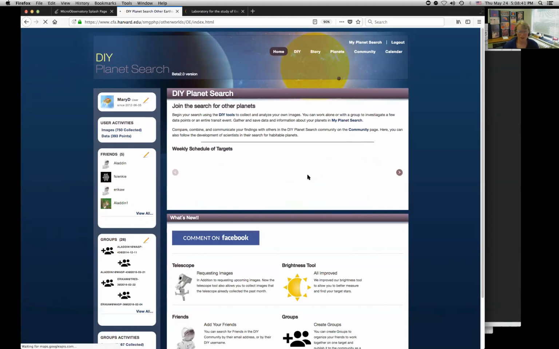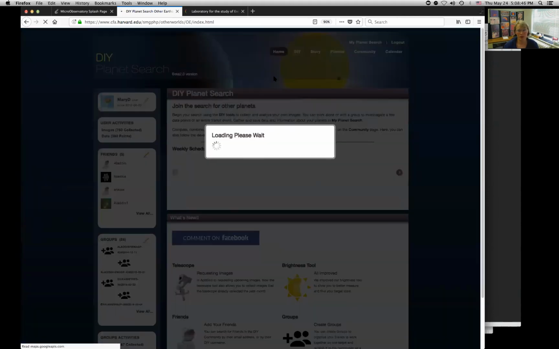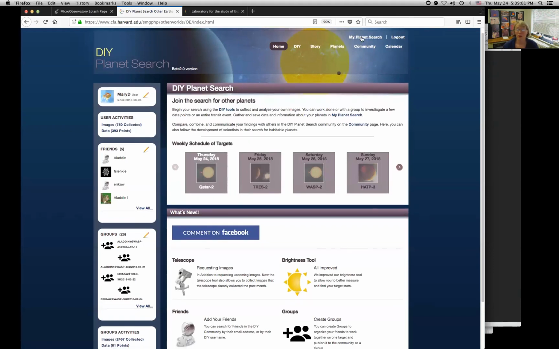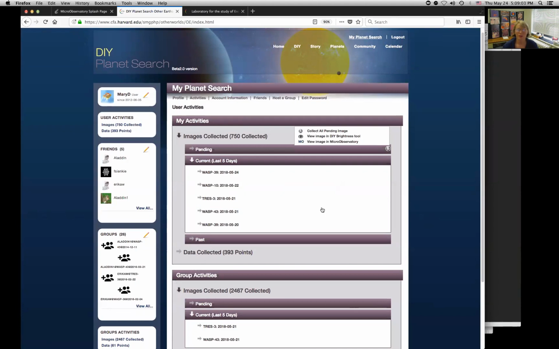So let's see. I think it's still loading here. We're having a little bit of time crunch communicating with our database. There we are. Okay. So if I go to my planet search, you see that I've collected a bunch of data over the last few days.